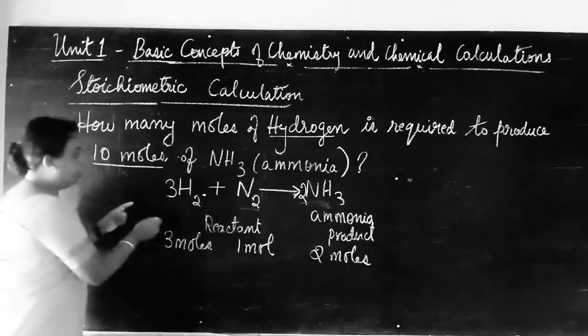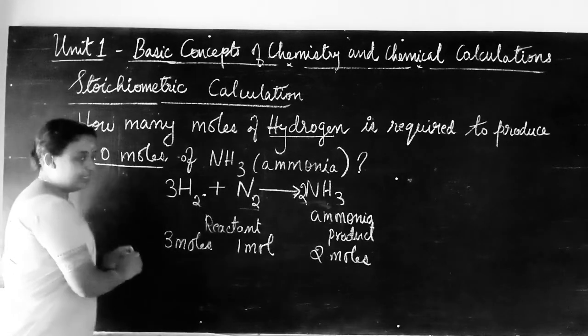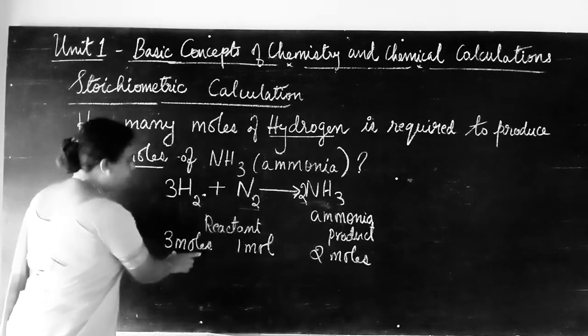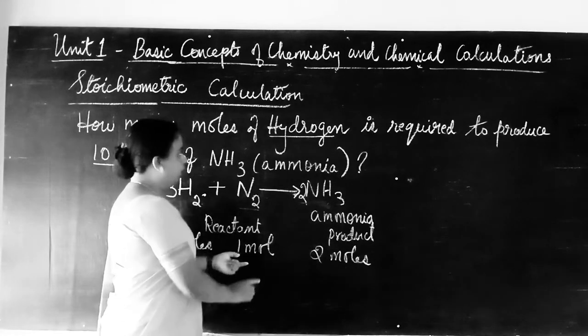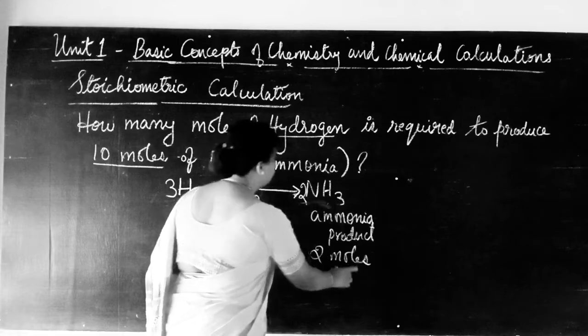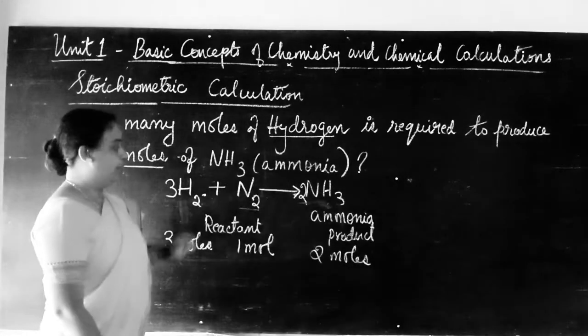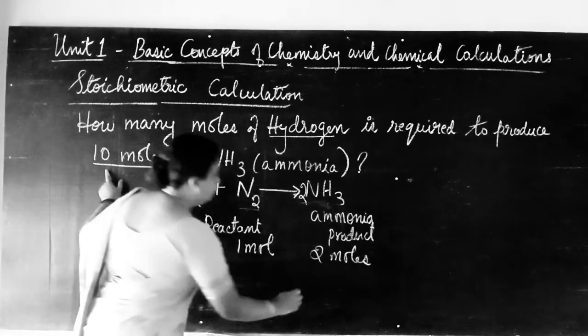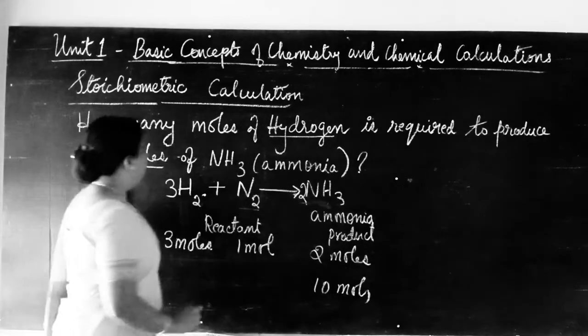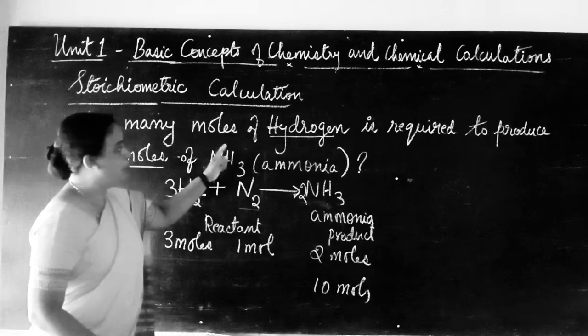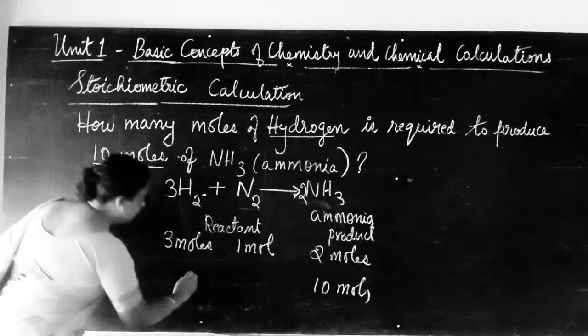Yes, so according to the balanced chemical reaction, it is said that 3 moles of hydrogen and 1 mole of nitrogen combine together to form 2 moles of ammonia. Okay, now our question is 10 moles. So to get 10 moles of ammonia, how many hydrogen moles are required? So this is the question mark.